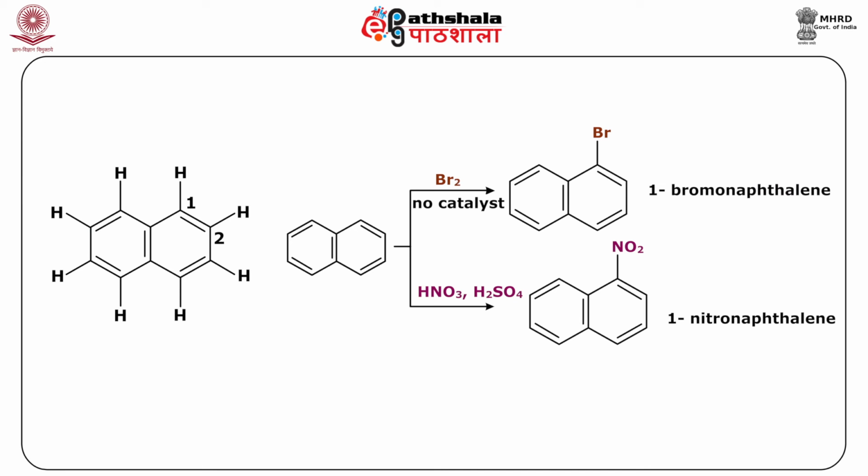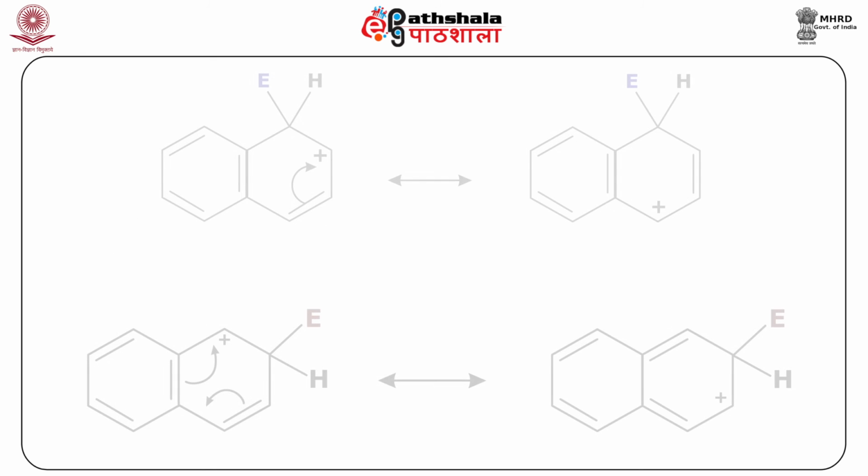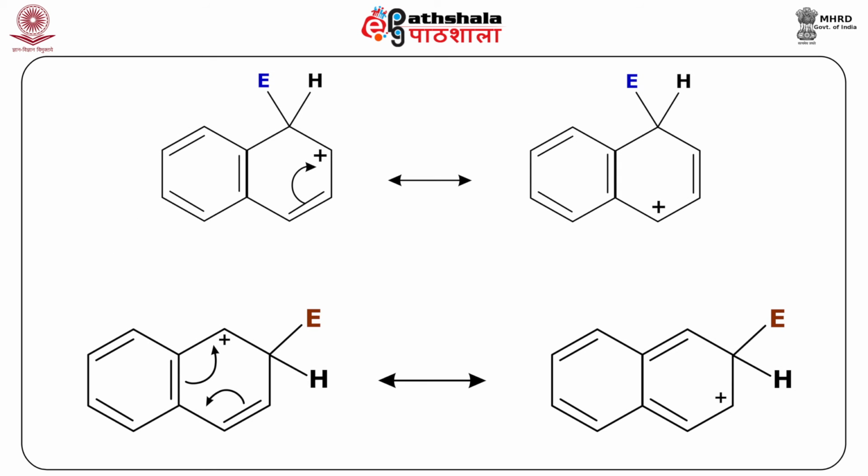In naphthalene, there are only two possible sites for substitution. First one is alpha and second one is beta, as is shown here in the figure. All others are equivalent to 1 or 2, or alpha or beta. However, electrophilic substitution predominantly occurs at C1 then C2. This can be explained on the basis of stabilization of the respective sigma complexes.